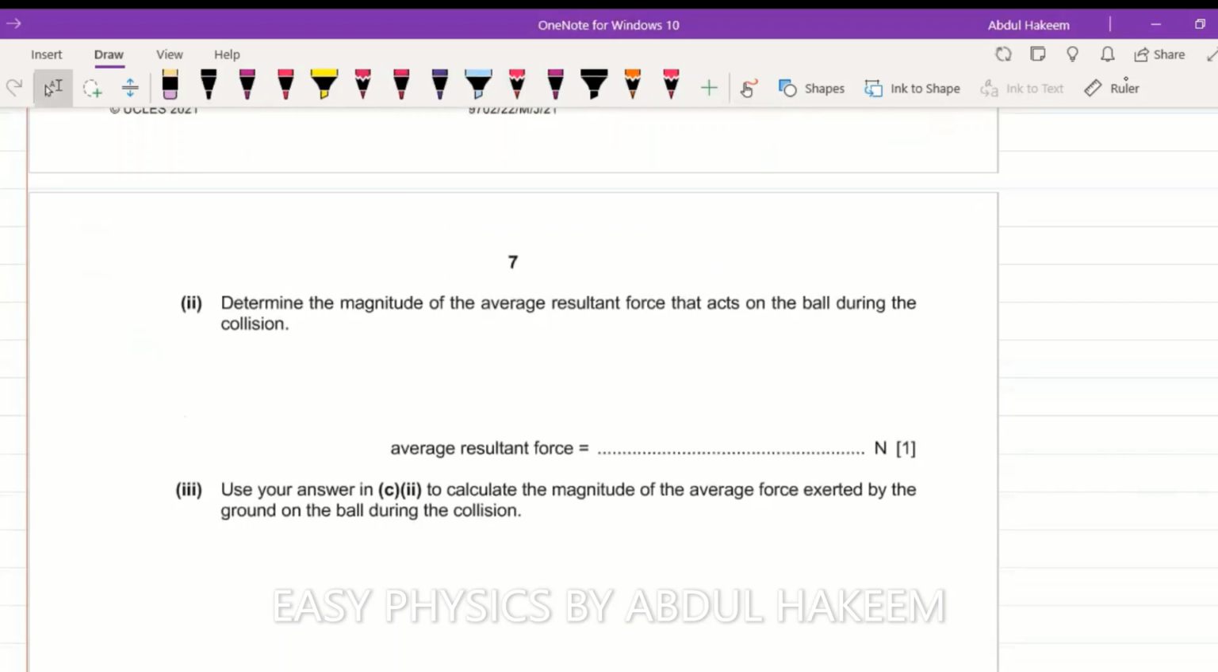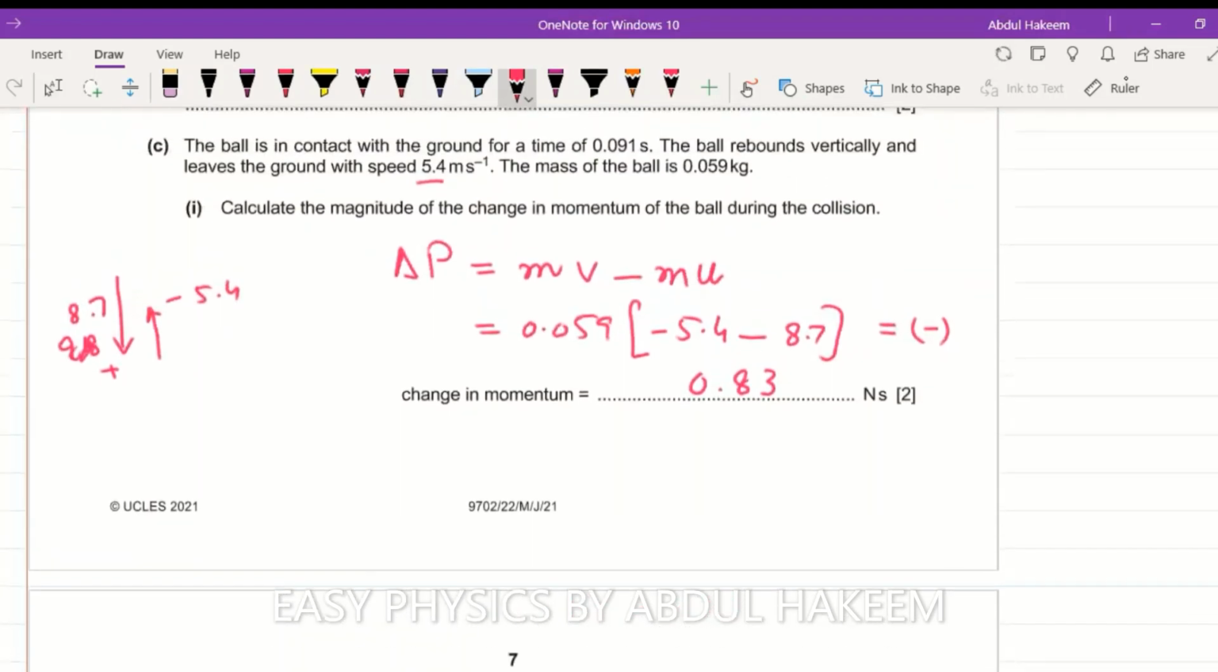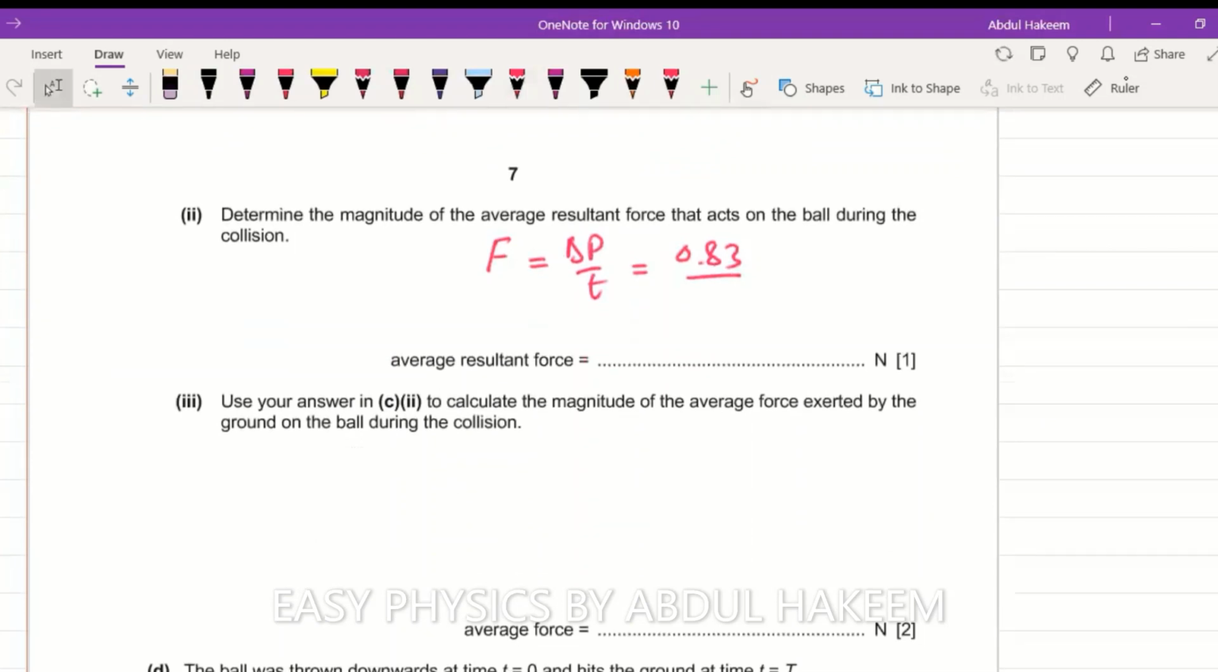Next, determine the magnitude of the average resultant force. According to Newton's second law, rate of change of momentum is the unbalanced force, the resultant force. So 0.83 divided by the duration of the contact, which is given as 0.091, and the answer for the force will be 9.1 Newton.